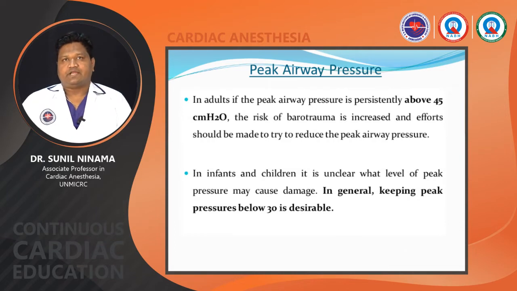Peak airway pressures. In adults, if the peak airway pressure is persistently above 45 cm H2O, then there is a risk of barotrauma. So you should always look at airway pressures in the ventilatory modes. In infants and children, it is unclear what level of peak pressure may cause damage, so in general, keeping the peak pressure below 30 is desirable.